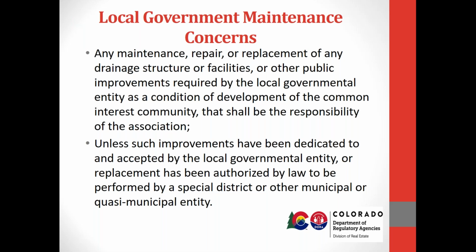If there are any maintenance, repair, or replacement of any drainage structure or facilities or other public improvements required by the local governmental entity as a condition of development of the common interest community, that shall be the responsibility of the association, unless such improvements have been dedicated to and accepted by the local governmental entity, or replacement has been authorized by law to be performed by a special district or other municipal or quasi-municipal entity.